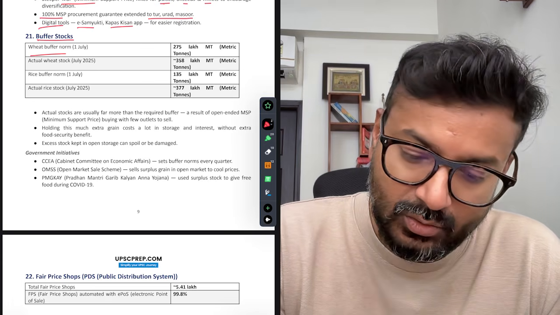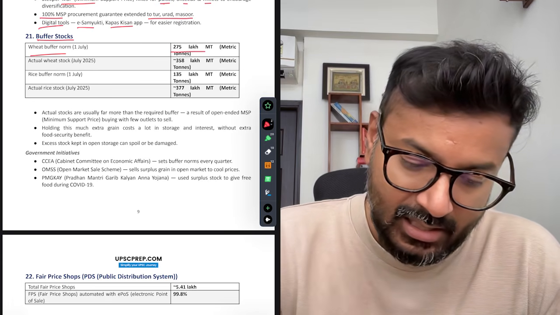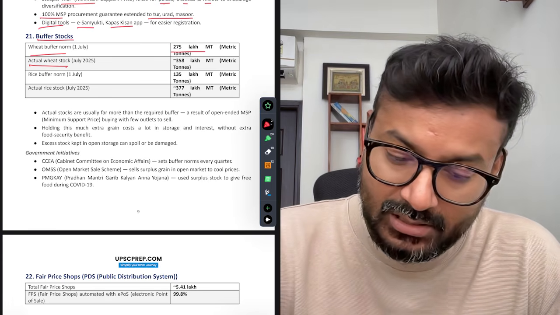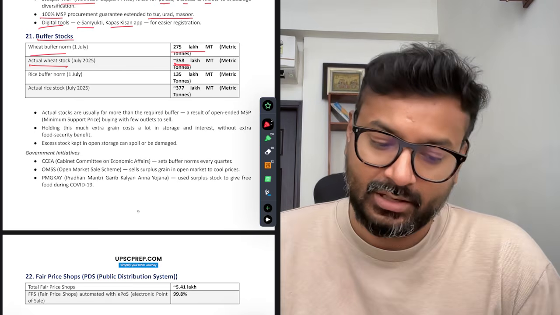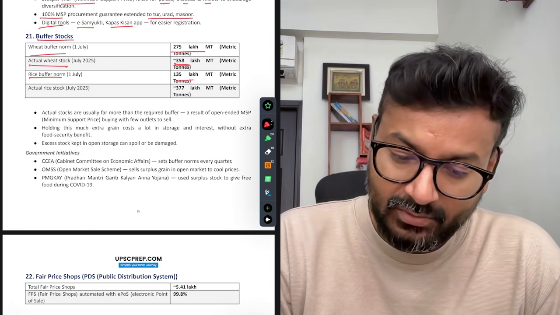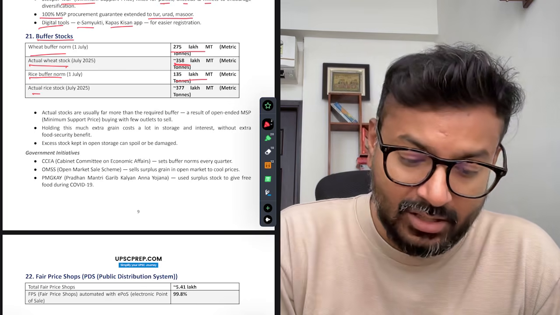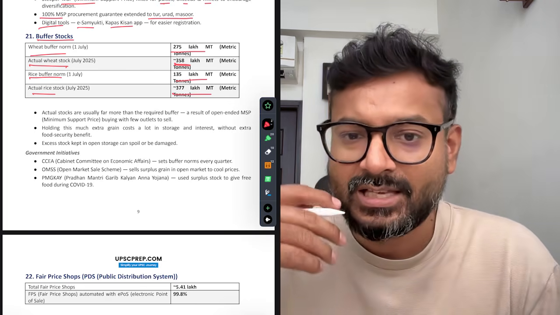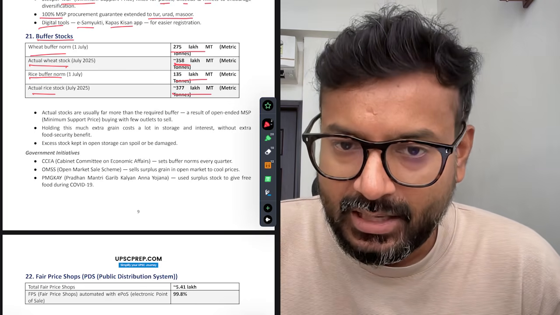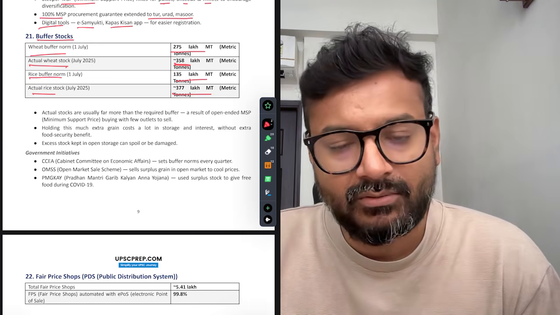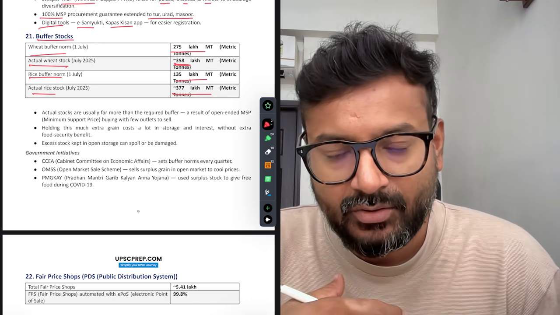So the wheat norm is 275 lakh metric tons. The actual wheat stock is much higher at 358 lakh metric tons. The rice buffer norm is 135 lakh metric tons, but the actual rice stock is 377. Why is this? Because the procurement is assured, right? So whatever is grown in India, the government will have to procure it.